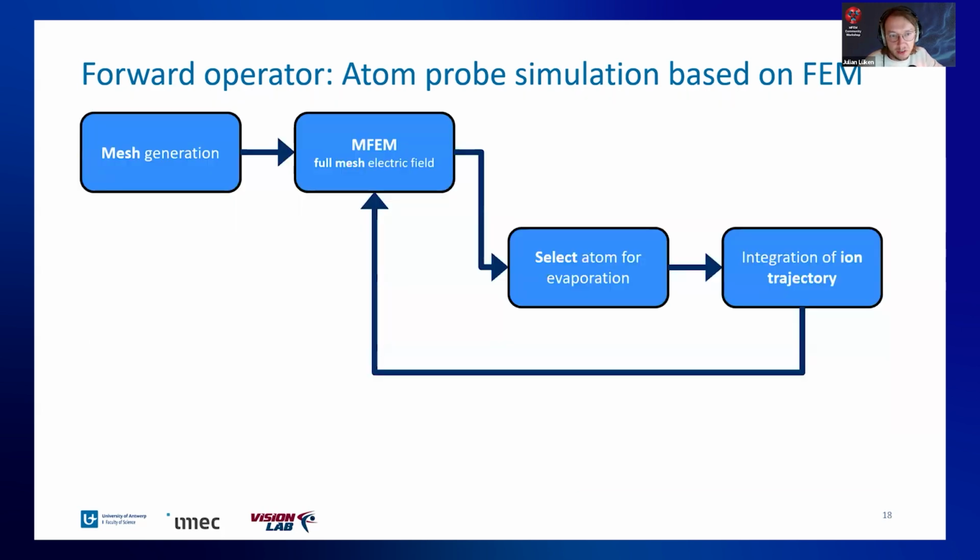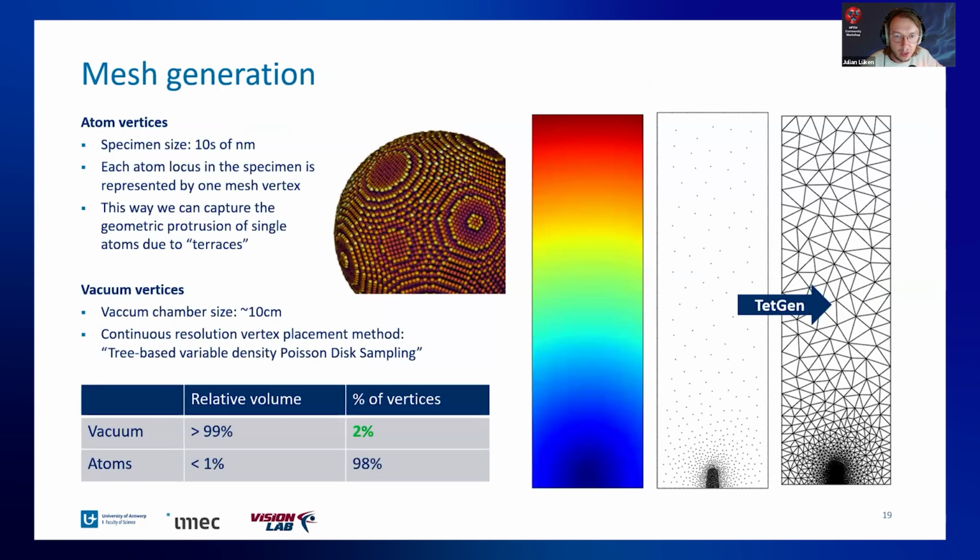So the general procedure of this forward simulator goes as follows. First, we need to generate a mesh which models the specimen and the vacuum chamber. We use MFEM to calculate the electric field on the whole domain in the next step, and then we select the atom that is most likely to evaporate, and then we integrate the trajectory using Newtonian motion equations. And essentially, we just repeat this procedure until we have fully evaporated our specimen.